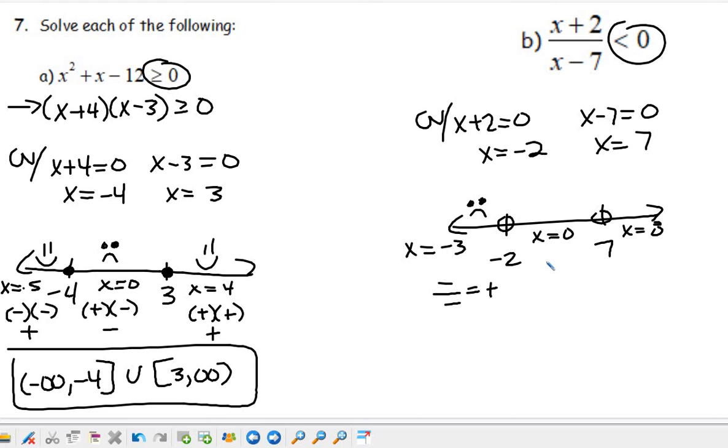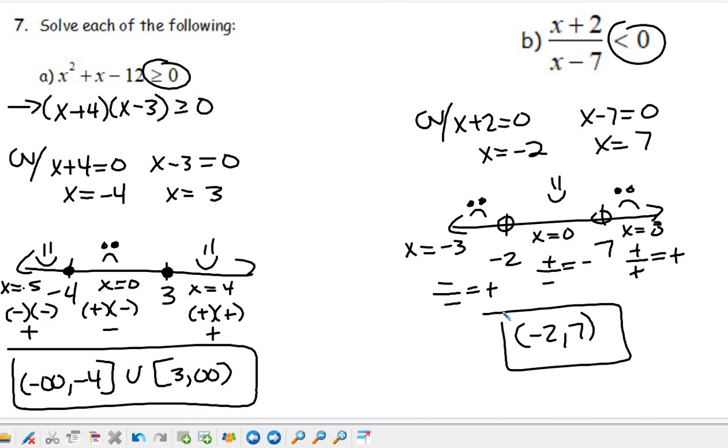0 plus 2 is a positive. 0 minus 7 is a negative. A positive and negative make a negative, which is what I'm looking for. 8 plus 2 is a positive, 8 minus 7 is a positive, and two positives make a positive, which is not what I'm looking for. So my happy face is trapped between negative 2 and 7, both not included.